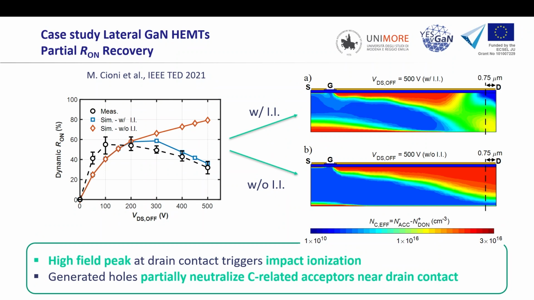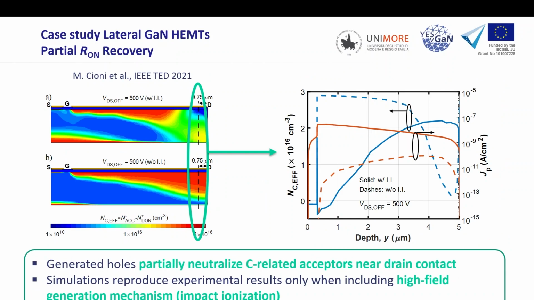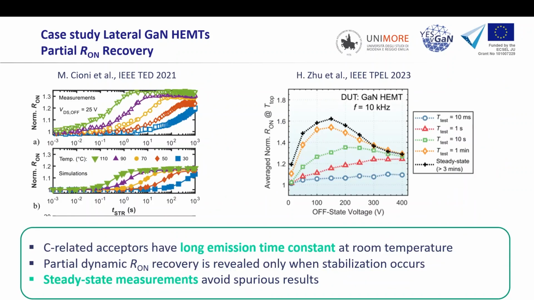So this is just the simulation showing that here the effective ionized trap concentration is lower than in the case without the impact ionization. So just confirming or explaining why this is happening. And maybe this I can skip for the sake of time. Yes.